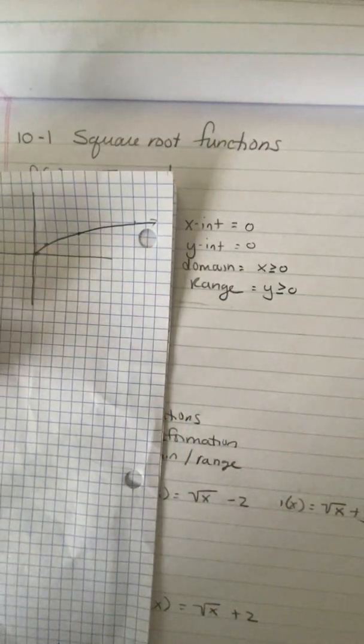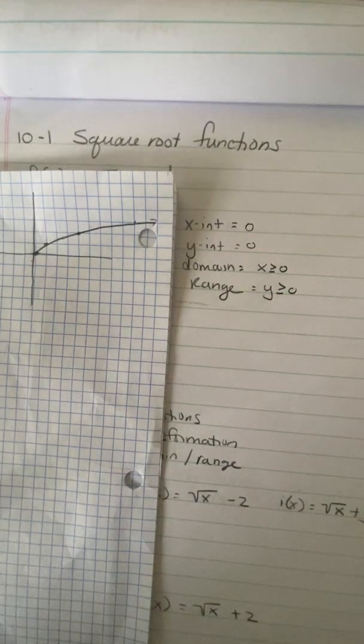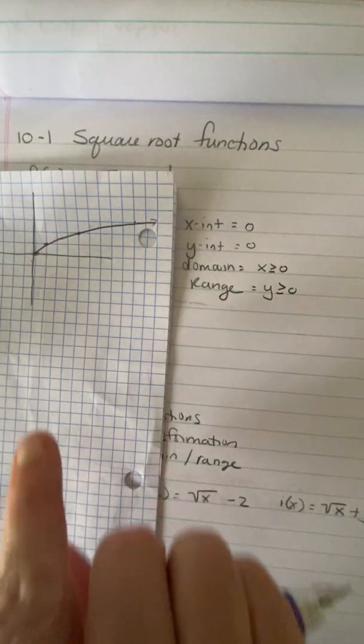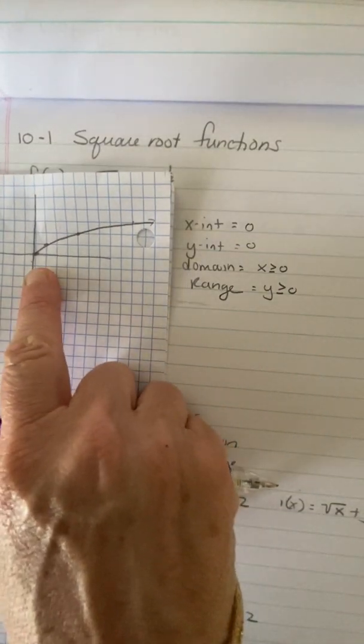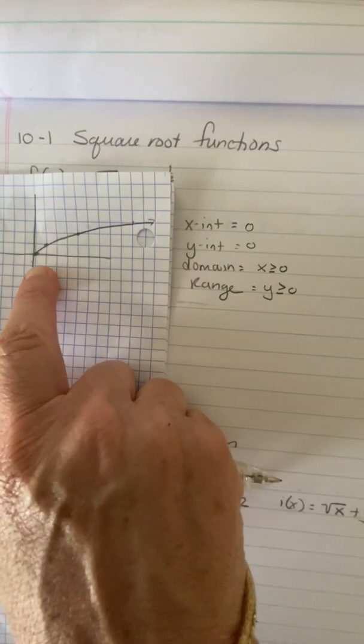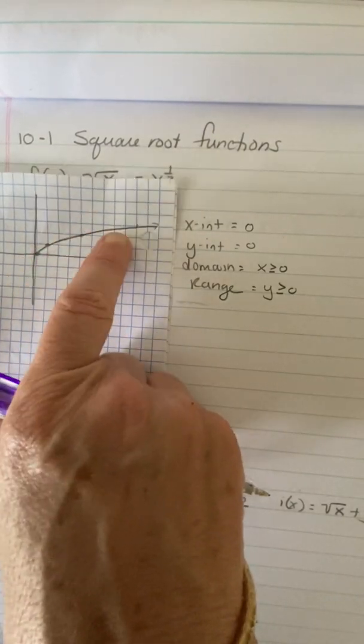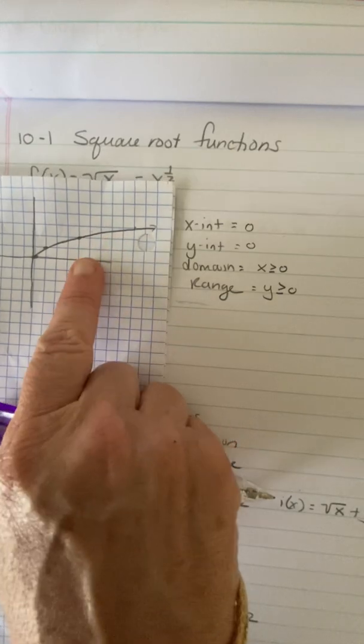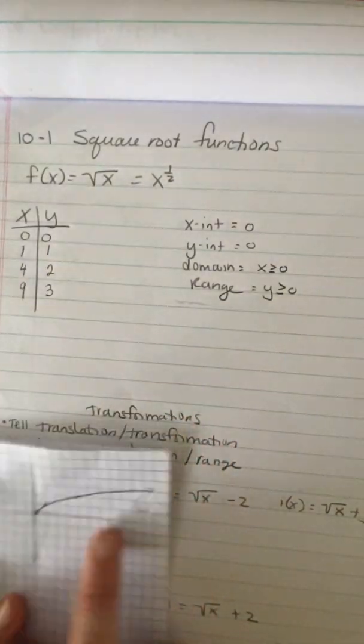All right, so when I'm looking at other square root functions, what I want to do is just have this picture in my mind or on my paper, and I'm going to just basically keep going back to this to see what happens in my other functions. I'll show you what I mean.